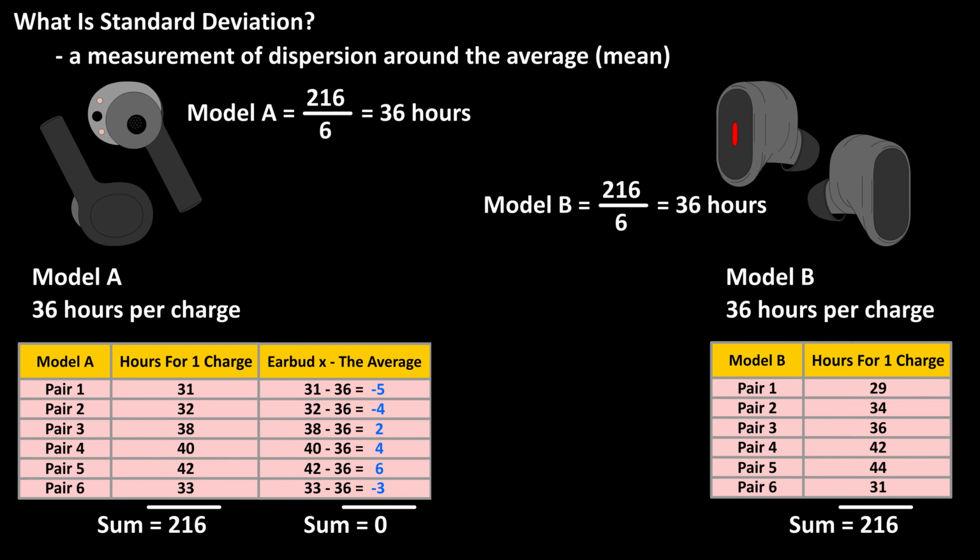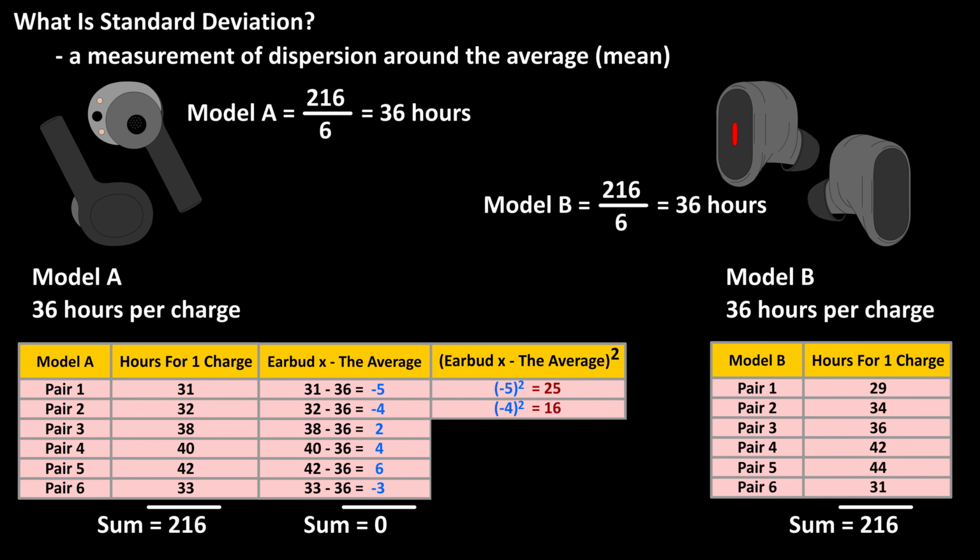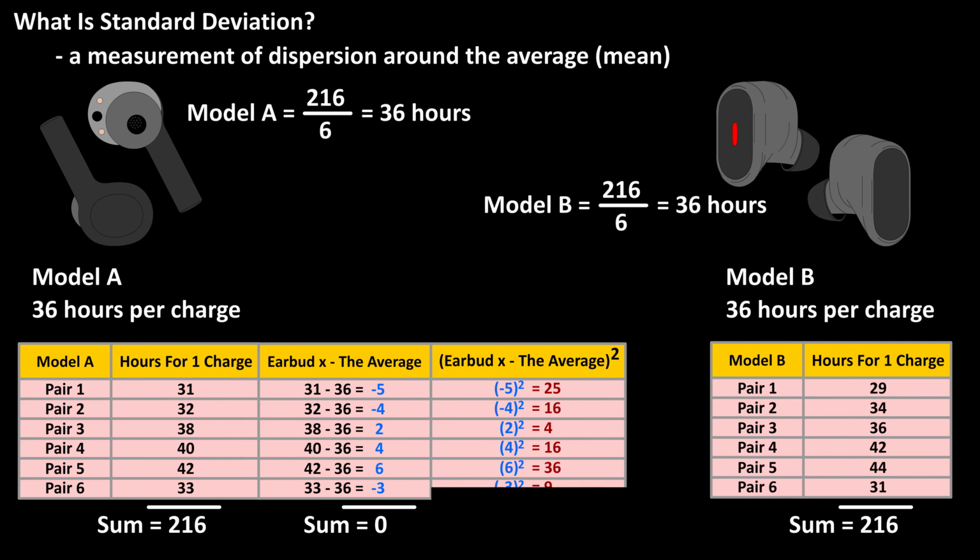The next step in calculating the standard deviation is to take the values in column 3, the column we just created, and square each of those values. So we're going to create a fourth column and title it Earbud X minus the average quantity squared. So for pair 1, we had -5 in column 3. So we'll square -5. -5 times -5 is +25. Next we do the same for pair 2, which was -4. -4 times -4 is +16. And we'll continue this process for the other 4 pairs of Model A.